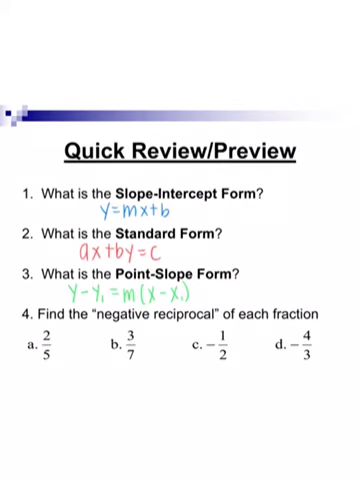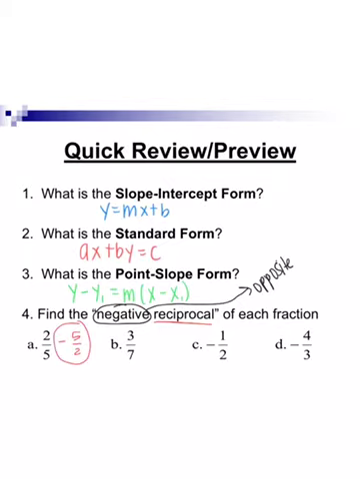Number 4, find the negative reciprocal of each fraction. So negative means that if it's positive, you change it to a negative. If it's negative, you change it to the positive. So negative is just pretty much representing the word opposite. So I'm going to write that over here so we remember. Negative is just referring to the opposite. So on part A, it says 2/5. The negative or opposite reciprocal would be negative 5 over 2.